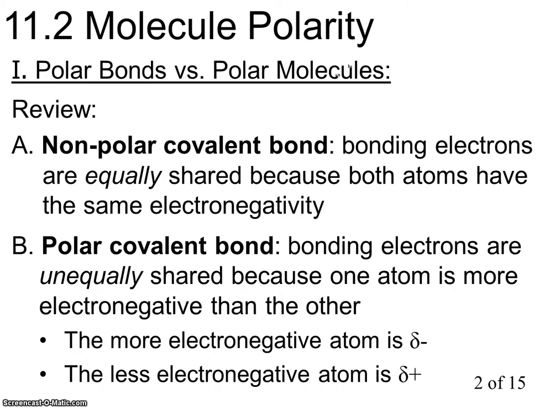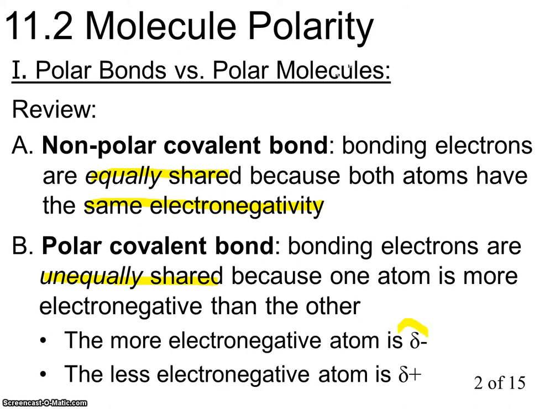So again, just to review, a nonpolar covalent bond is when the bonding electrons are equally shared because both atoms have the same electronegativity. This only occurs when you have diatomic molecules, meaning H2, F2, O2, because they're the same atom, so they have the same electronegativity and they are equally sharing the electrons. A polar covalent bond is when you have two different nonmetals, and this is when there is unequal sharing of the electrons because one atom is more electronegative than the other.